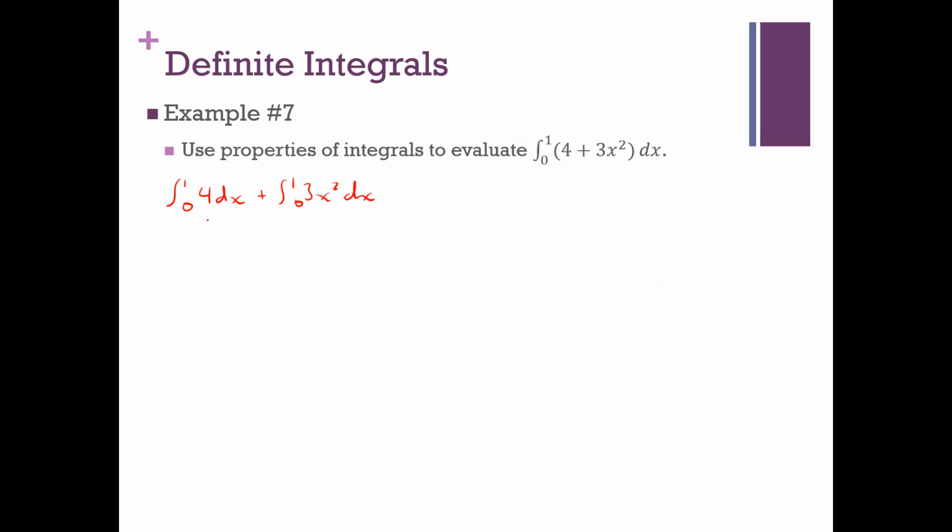Can you now just evaluate that integral on the left? I'm integrating a constant. Yeah, so that one's just going to be 4 times 1 minus 0. I'll leave that in long form for now. But now I have this integral of 3x squared, which I know is going to be the same thing as triple the integral of just x squared dx from 0 to 1.